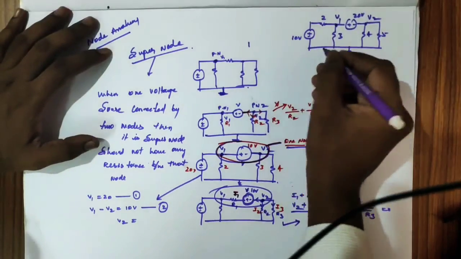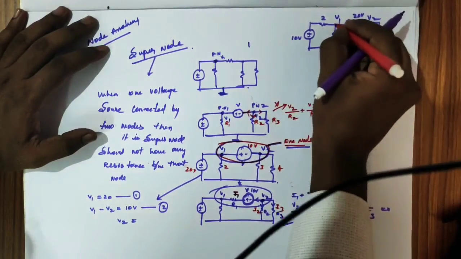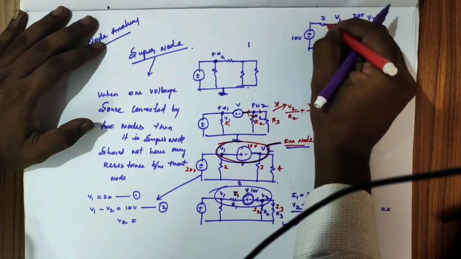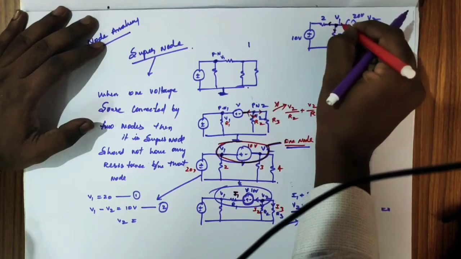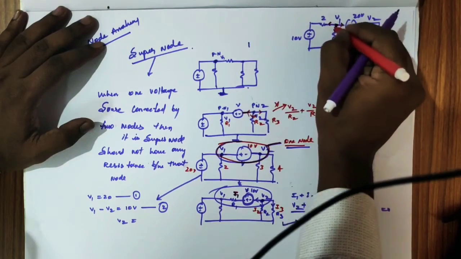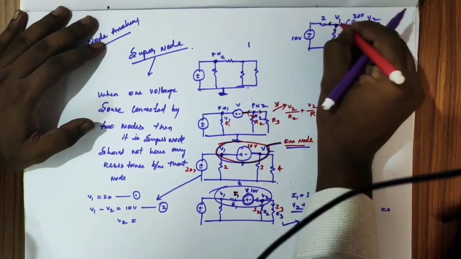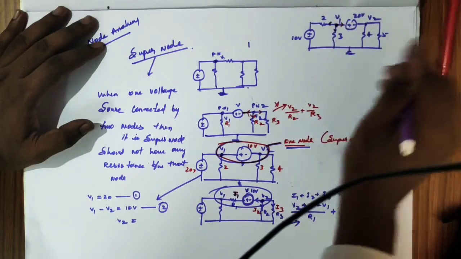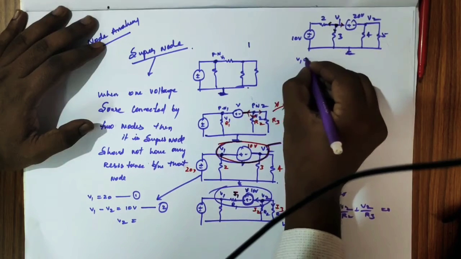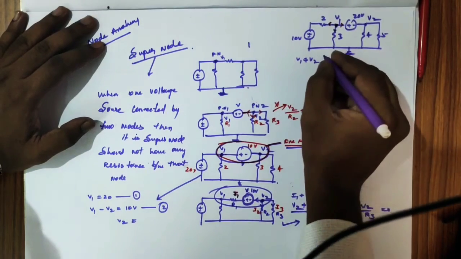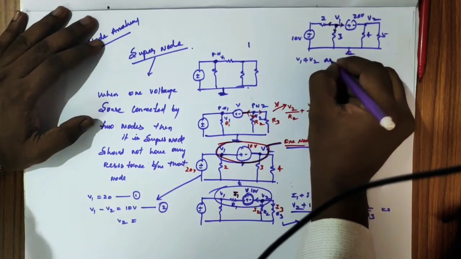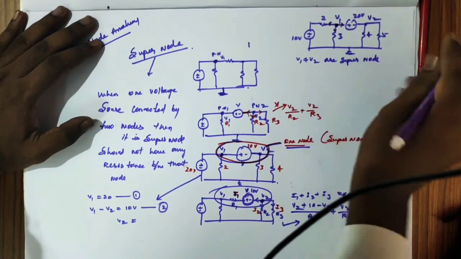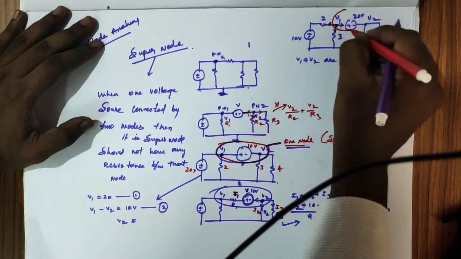Now, at node 1 you need to find KCL. But if you see, you have provision to find current here, current here, current here. No, there is no provision to find current here. Therefore, by observing this, V1 and V2 are a super node, form a super node. That means this entire thing is one node.